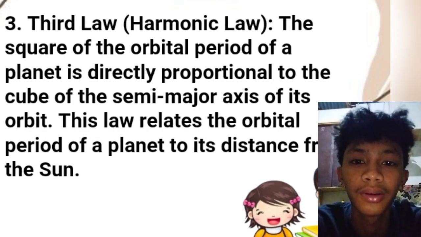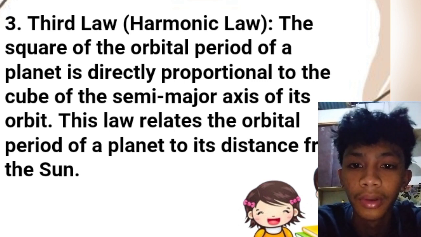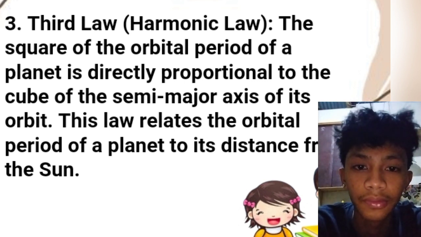Third law, harmonic law. The square of the orbital period of a planet is directly proportional to the cube of the semi-major axis of its orbit.